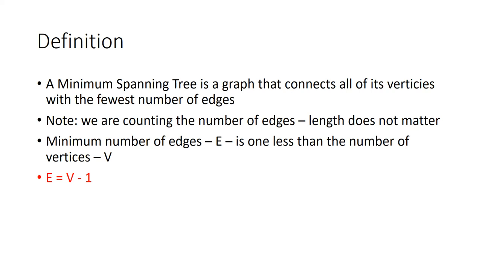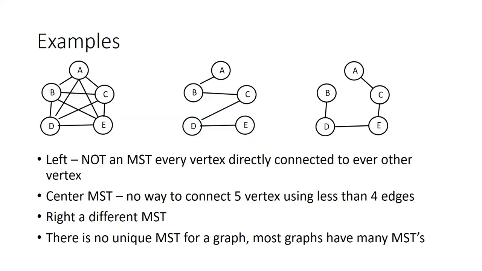The minimum number of edges, call it E, is one less than the number of vertices, call it V, which gives us a simple formula for this. E equals V minus 1. The number of edges in a minimal spanning tree is the number of vertices minus 1.